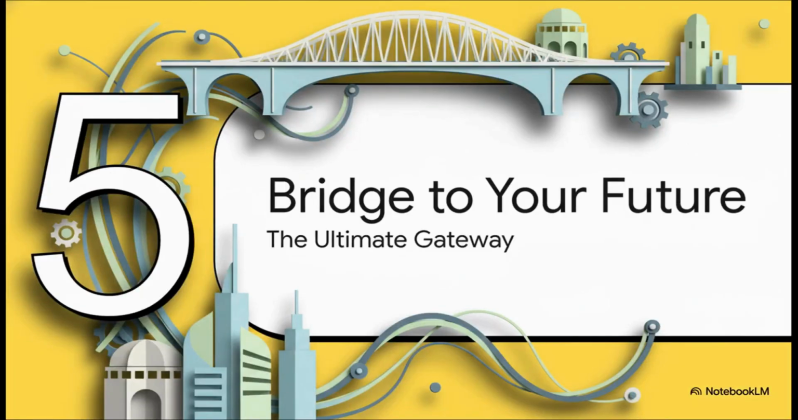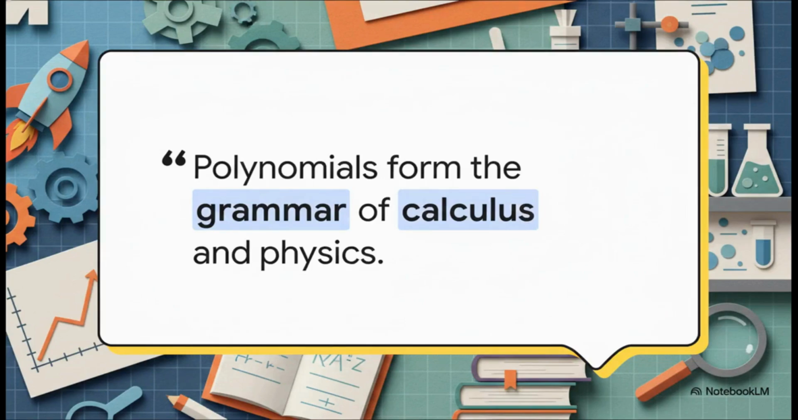All right, time to raise the stakes a bit for our final stop. Section 5, the bridge to your future, the ultimate gateway. There's this fantastic quote, "Polynomials form the grammar of calculus and physics." Just let that sink in for a second. You literally cannot write a novel without understanding basic grammar, right? Well, in the same way, describing the rapid acceleration of a rocket or the exact rate of a chemical reaction absolutely requires this mathematical language.